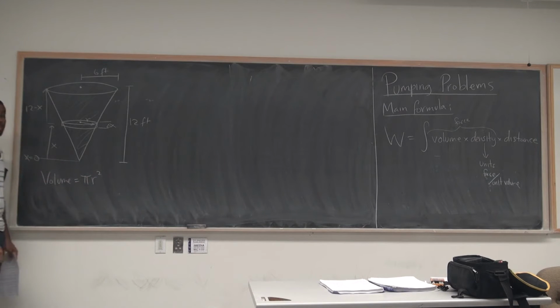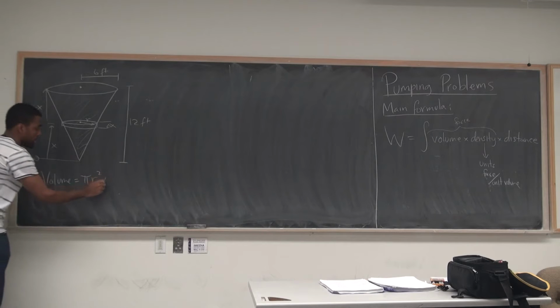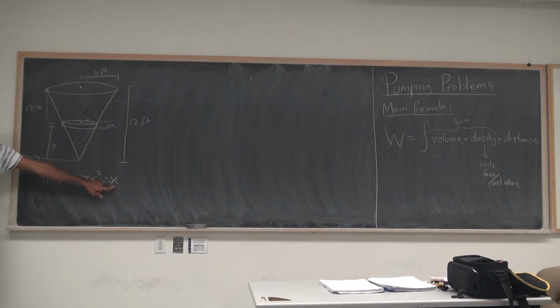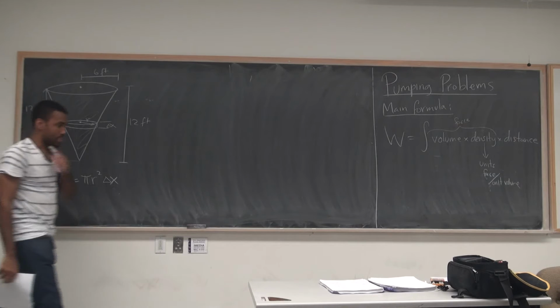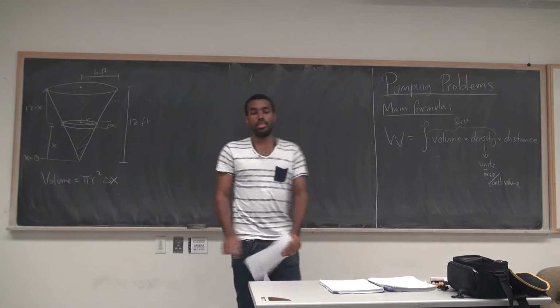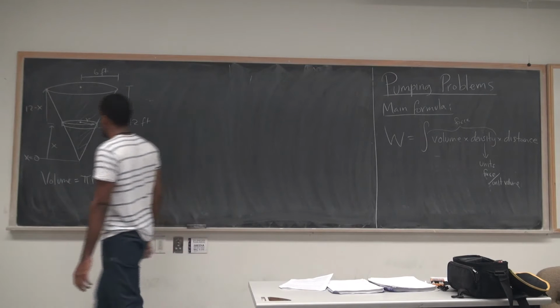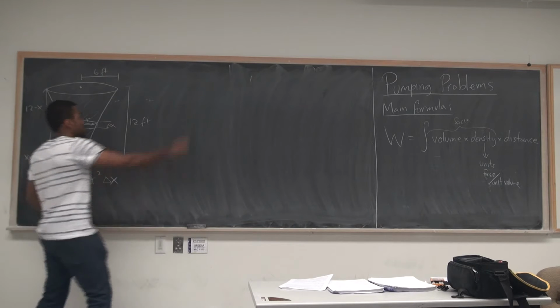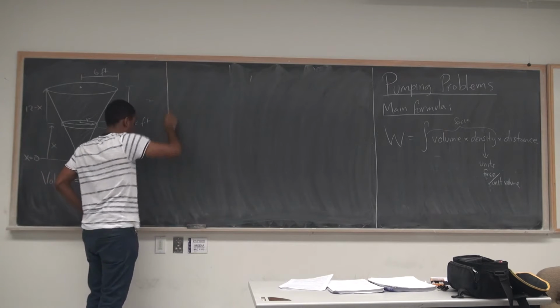What's my h in this case? Delta x. Now the problem is, x is of course my variable, which means this r is not usable to me. I need to figure out how to write r in terms of x. Similar triangles is the trick here. That's pretty much the most convenient way to do this. So the trick to this problem is to use similar triangles.